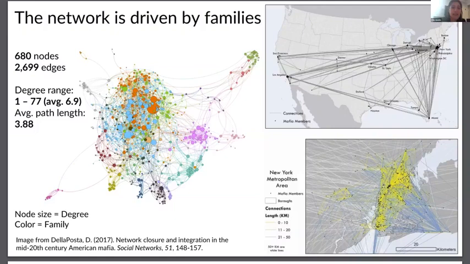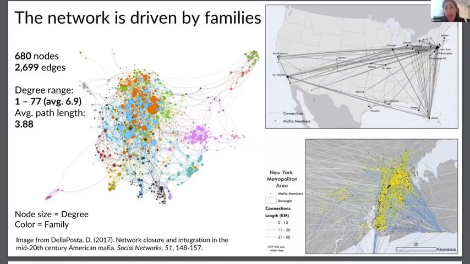This network has 680 nodes and 2,699 edges. The degree ranges from 1 to 77. That means that the highest degree member in this network, who is John Ormento, has 77 different connections. This network is not directed, meaning that if A says that they're connected to B, B doesn't necessarily need to say that they're connected to A, because there are no arrows on these edges. And then the average path length, which is how many hops it takes to get from one member to another member on average, is 3.88.